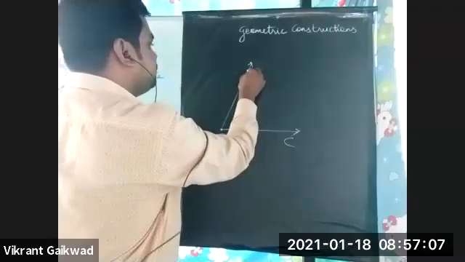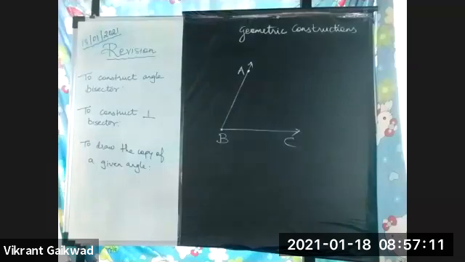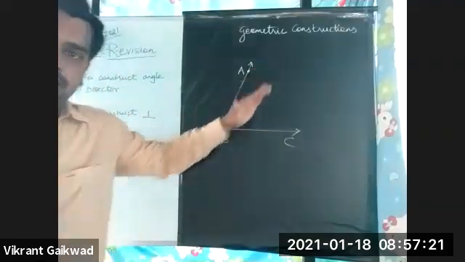Any angle ABC. Is this clear? We have drawn any angle ABC. Now what we have to do is draw the angle bisector of this angle ABC. Is this clear to all the students?